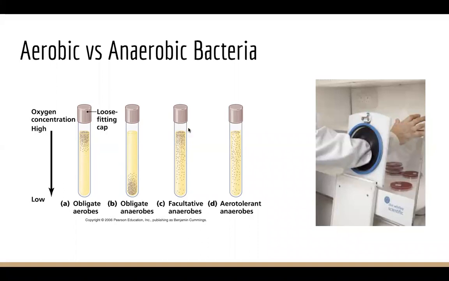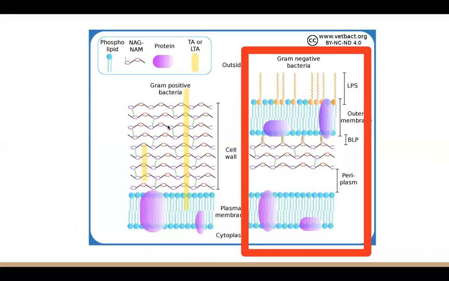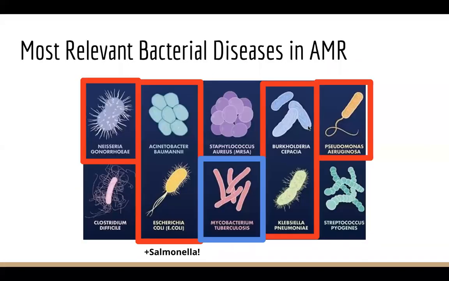And of course, there's also bacteria between. What's interesting is that when you're working on anaerobic bacteria, you need an anaerobic cabinet to prevent all the oxygen from going inside. Now, the reason why we're focusing on gram-negative bacteria, those bacteria with 2 layers, is that some of the most relevant bacteria in AMR are gram-negative.